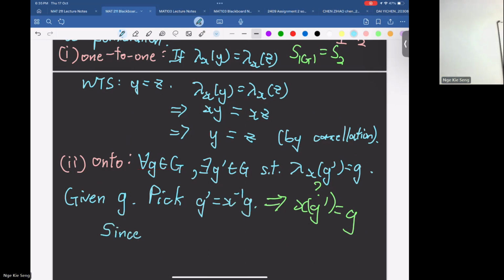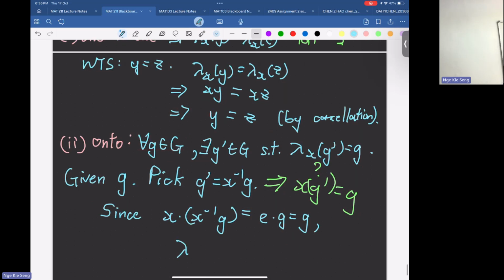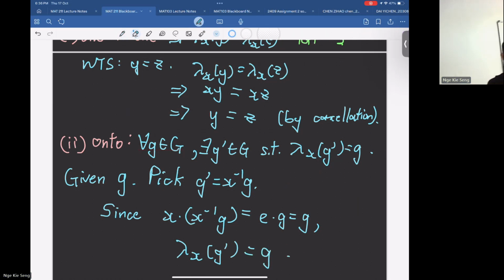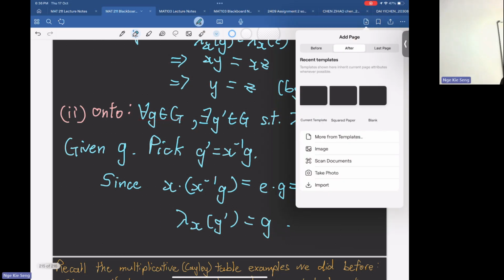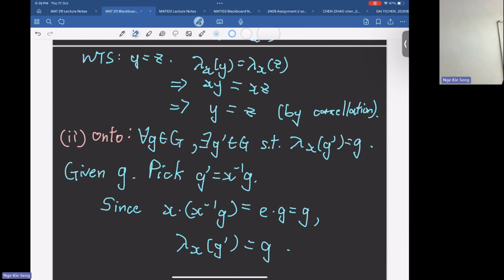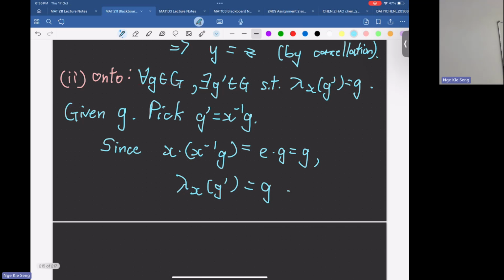We pick g prime equals x inverse g. Why? Since x times x inverse g, by associativity, gives identity times g, which is g. So lambda x of x inverse g equals g. The inverse of x exists because it's a group element. Therefore, we can conclude for the moment that this lambda x is really an element in the permutations of G.